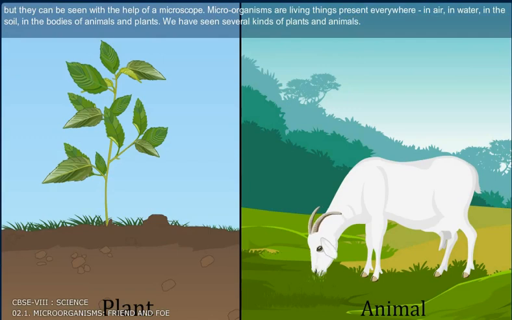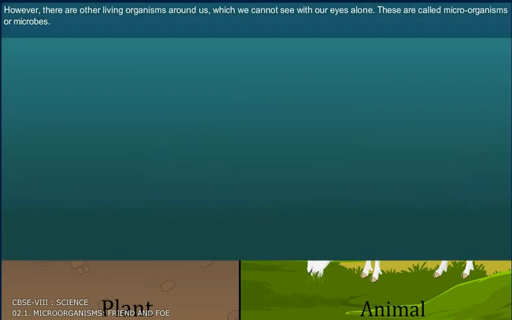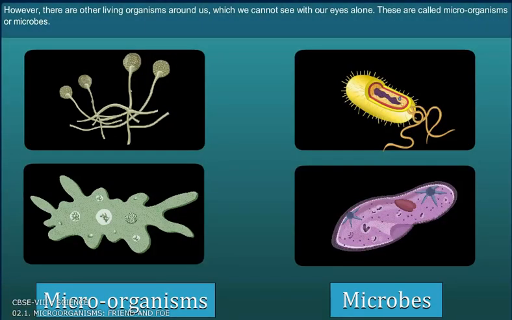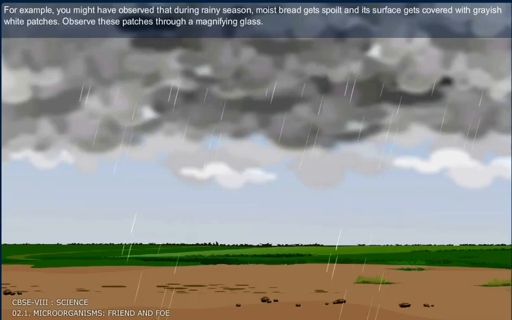We have seen several kinds of plants and animals. However, there are other living organisms around us, which we cannot see with our eyes alone. These are called microorganisms or microbes.